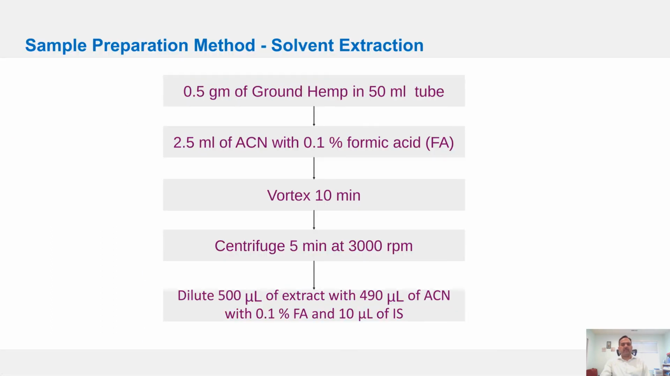So this slide simply shows the different steps in our simple solvent extraction method with overall dilution factor of 10. We grind our hemp sample using Omni homogenizer, and we add acetonitrile solvent to extract pesticides and mycotoxins. We vortex, centrifuge, and then filter our hemp sample to get the final extract and then spike it with a small amount of internal standard.